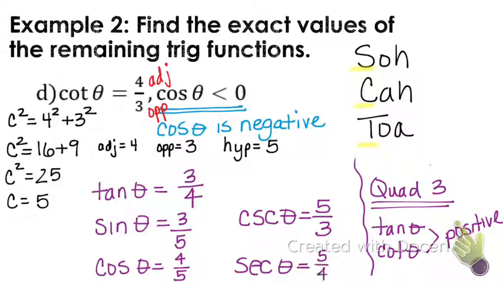So now, because I'm in quadrant 3, the only two that can be positive in quadrant 3 are tangent and cotangent. So cotangent is going to stay positive because that was positive, and tangent is going to be positive. But for these 4, we need to put a negative sign in front. So they're negative. I'm going to put my negatives in: negative, negative, negative, and negative. And that is your remaining values.